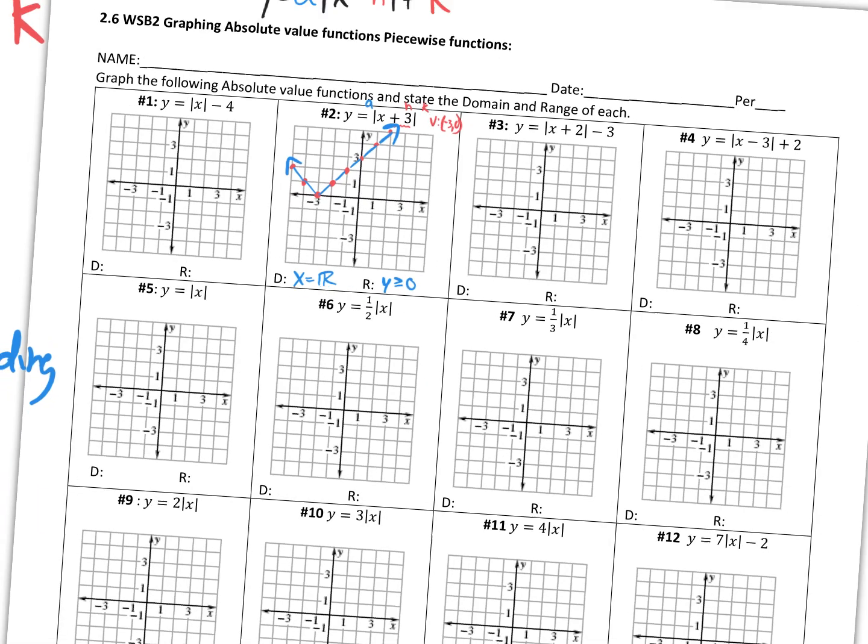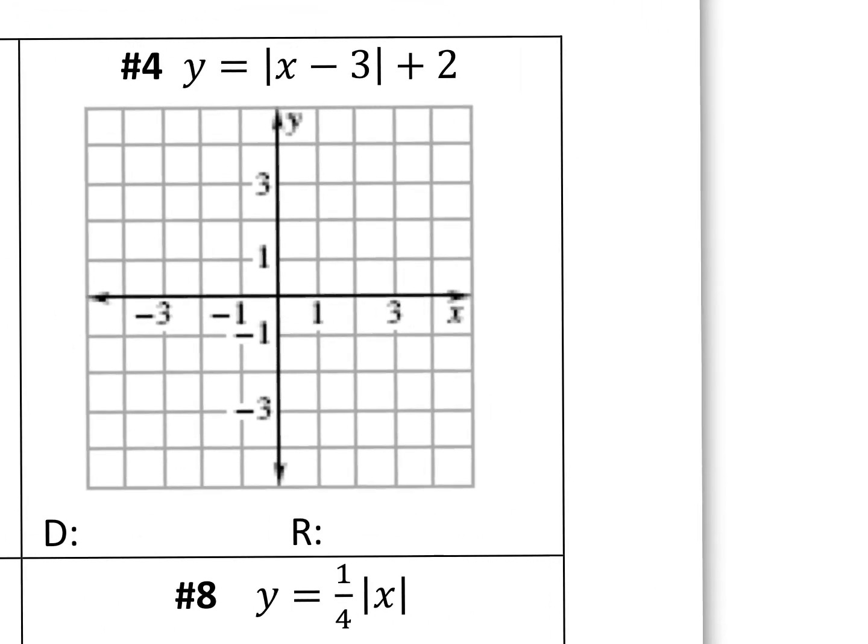Moving on to number 4. This one's a little more fun. We always start with the vertex, which is a coordinate. That coordinate is, you think opposite on h, and you take k for what it is. So what is my vertex? Anybody? 3, 2. Thank you so much. Let's go to that most important point, 3 and up 2, and put a dot right there.